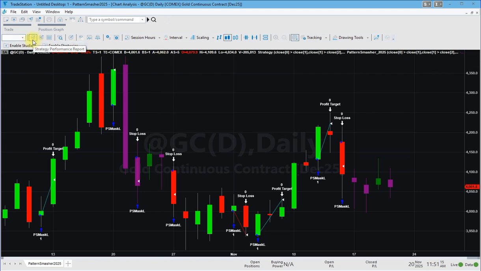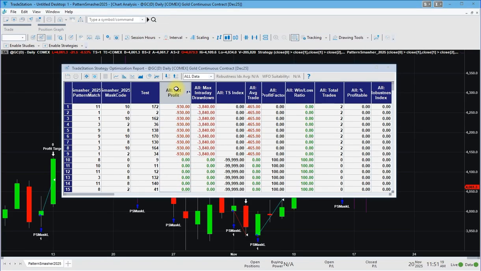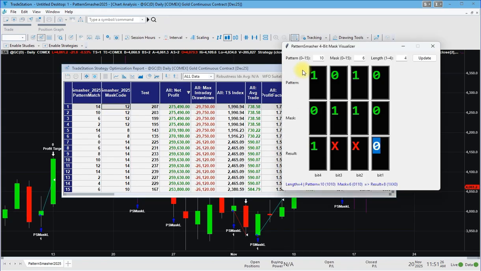How could we match? Well, let's look at the optimization. The best profit was produced with 14 and 12. What's 14 and 12 again? 14 and 12 produced. Don't care about the RSI. I don't care about the moving average. I just care about the price action. Okay, that ends my tutorial on PatternSmasher 2025.